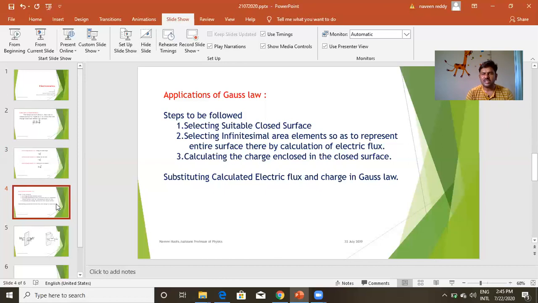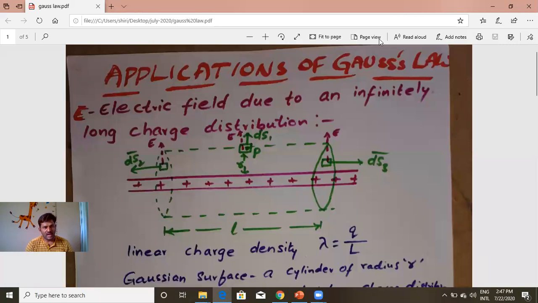So the first step, we need to select a suitable closed surface for our situation. And then we need to have a representative element, areal element. What is this representative element? What is the use? How to calculate electric flux? We'll see in the first application itself. Okay, then we need to calculate the total charge enclosed in that surface. Then we can easily substitute that in Gauss law.